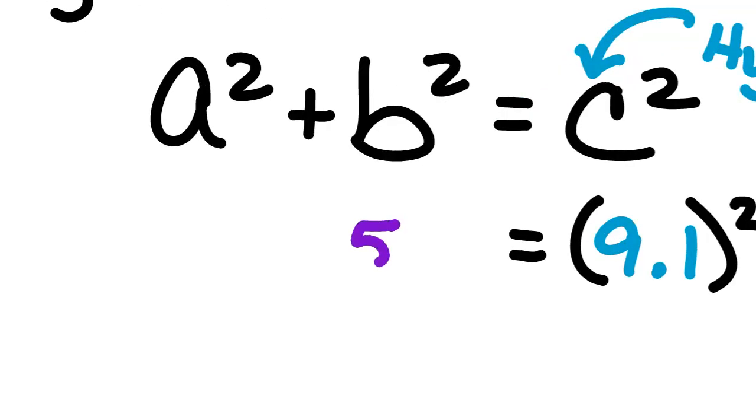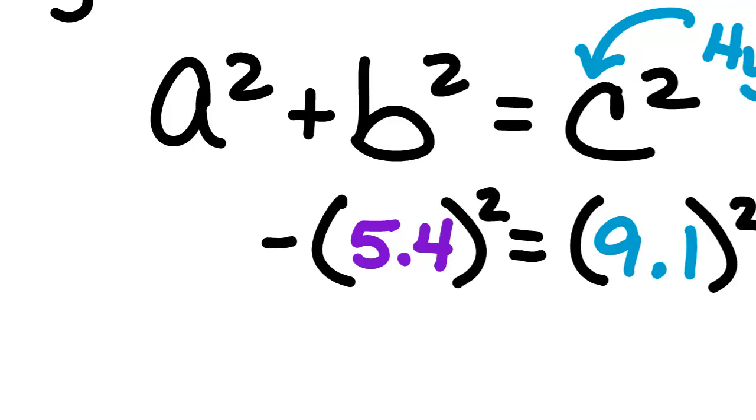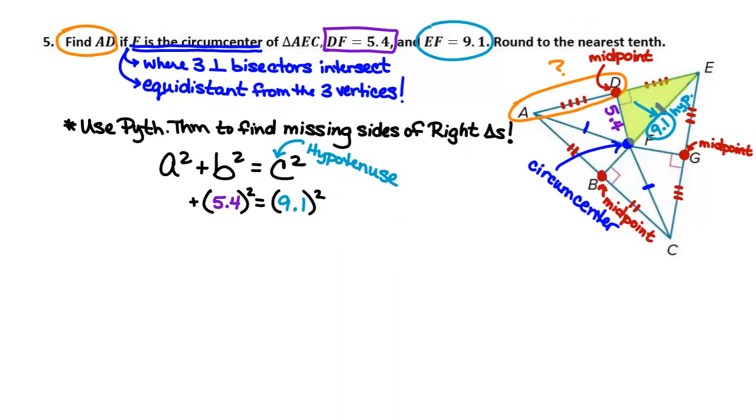(5.4). I can put it in for either A or B. It does not matter. I'm going to pop it in the place of B. What's the other side? Do we know how big the other side is? What's the name of the side that we don't know? On that green triangle.